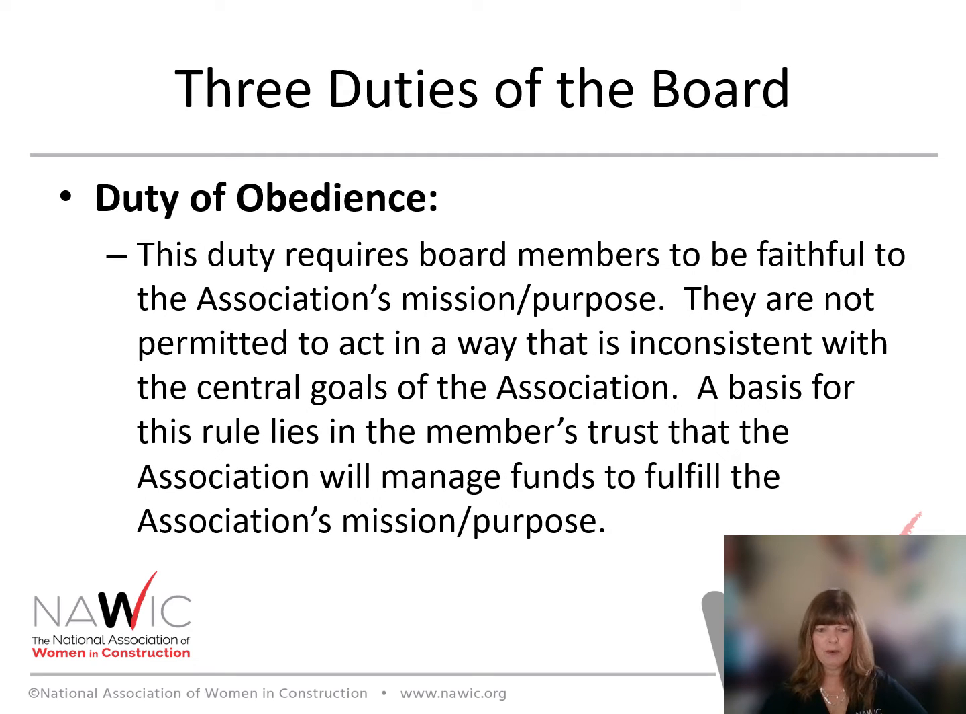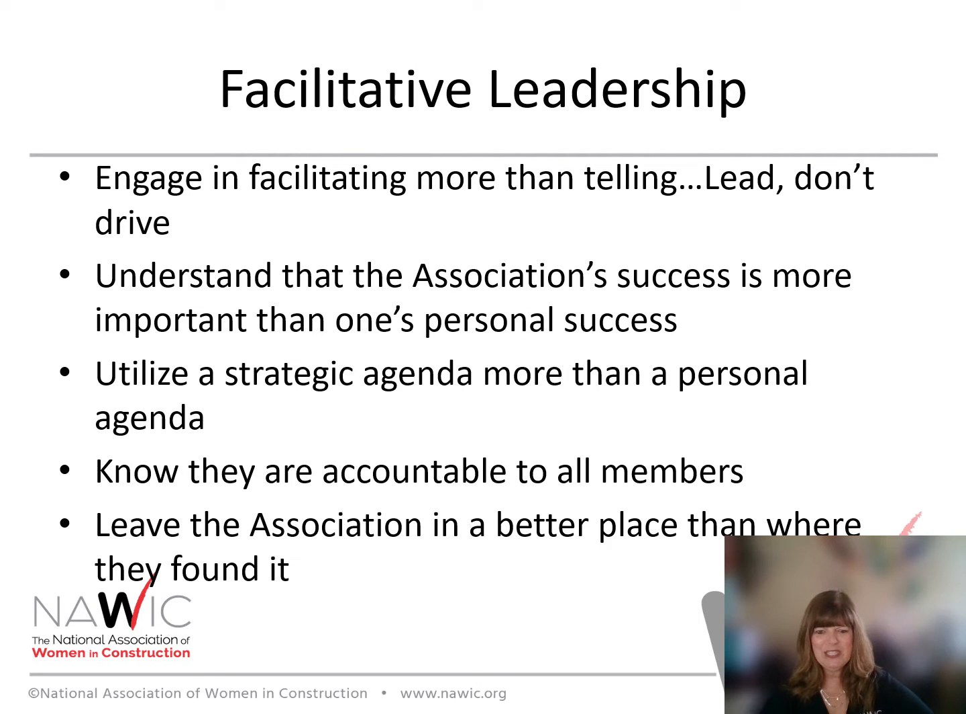The third is the duty of obedience. This duty requires board members to be faithful to the association's mission and purpose. They're not permitted to act in a way that is inconsistent with the central goals of the association. And the basis for this rule lies in the members' trust that the association will manage funds to fulfill the association's mission and purpose.